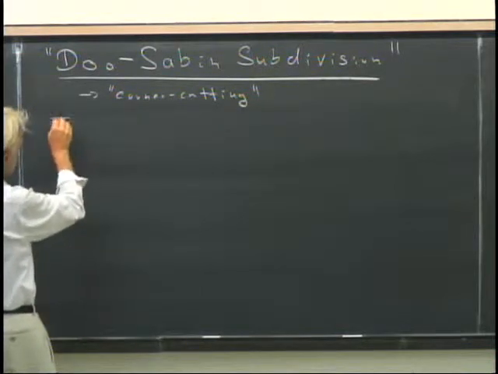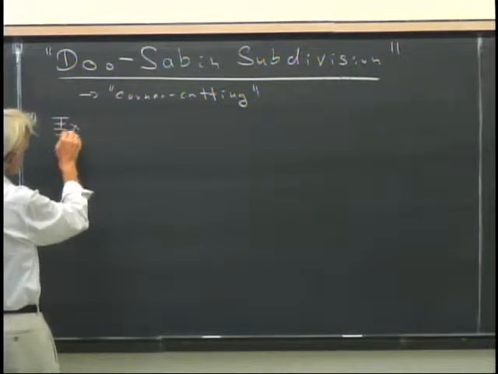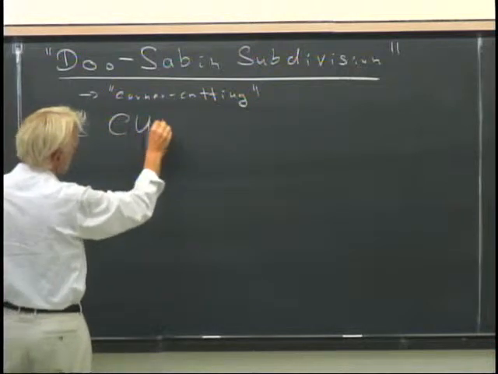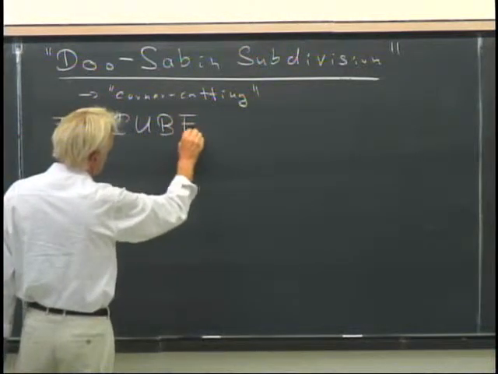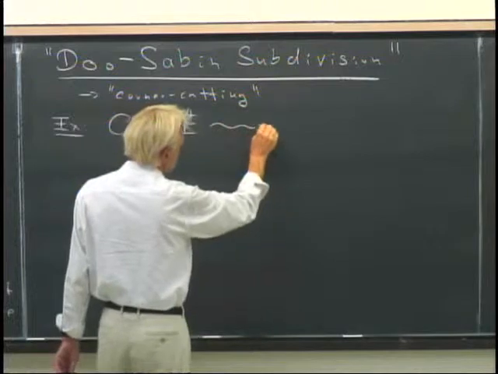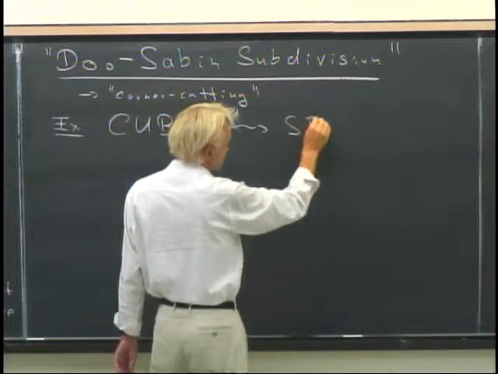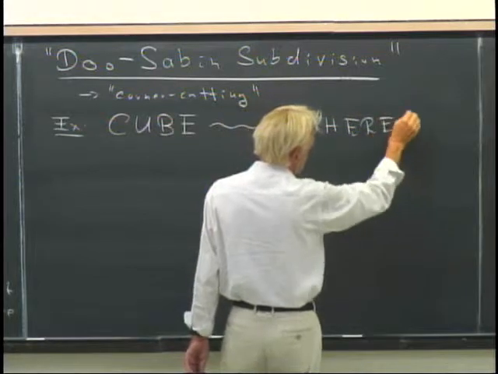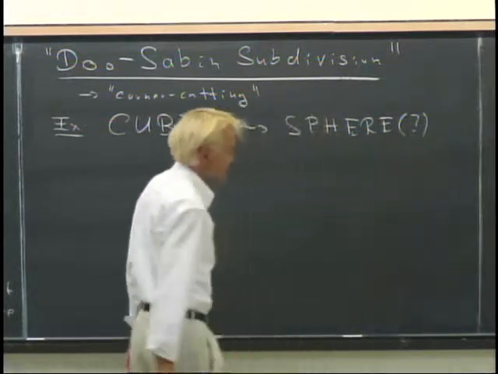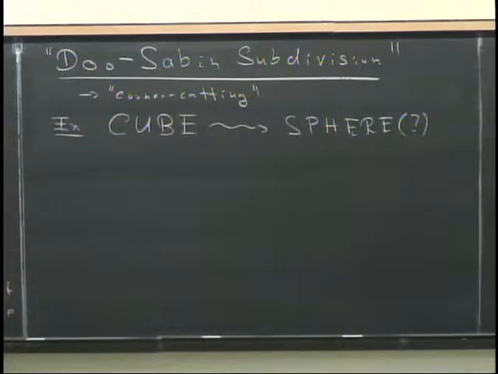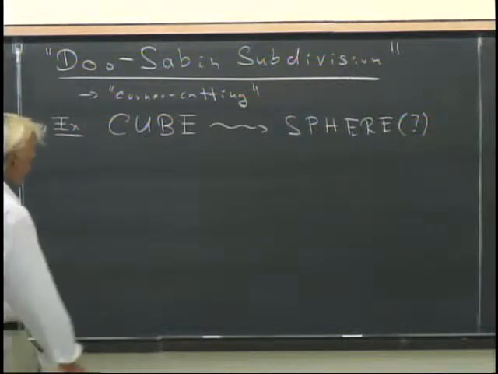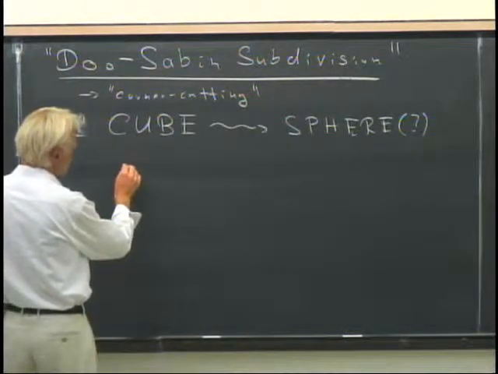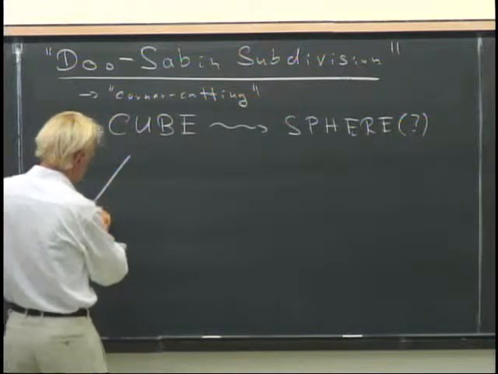So how does this work? An example. Take a cube. Transform it to a sphere. Will it really be a sphere? In the case of this particular scheme, will it converge to a sphere? Yes or no? You can think about that. So I have a happy cube.